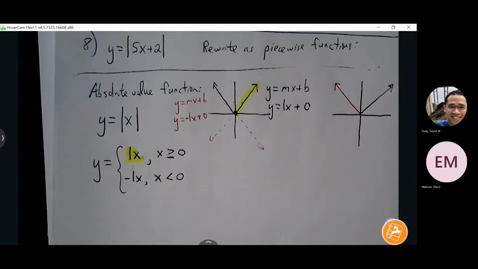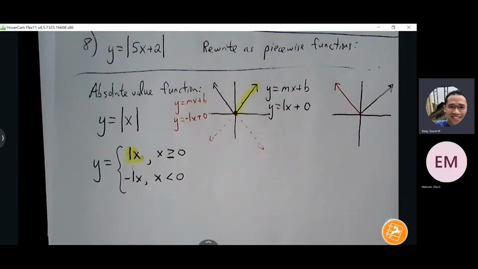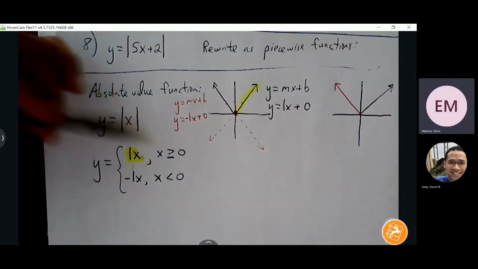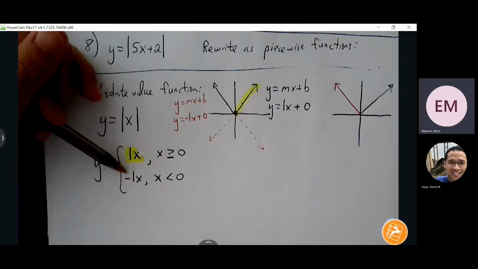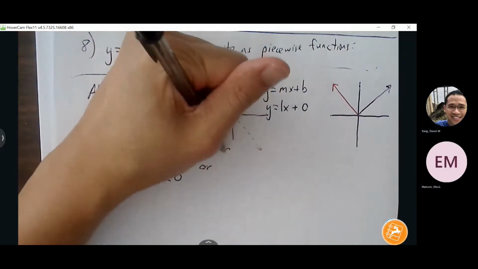Okay. Wait, I only choose one of those? You only choose one of these. Okay. So I could choose just 1x, comma, x is greater than or equal to 0? Right. Or you can also write it this way.